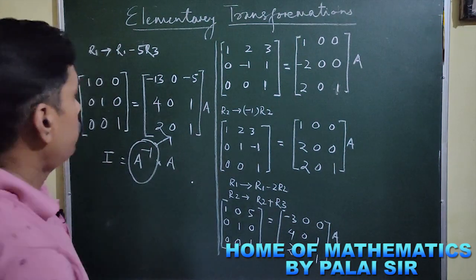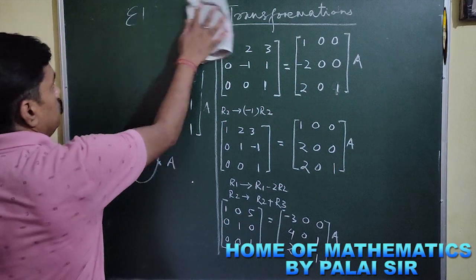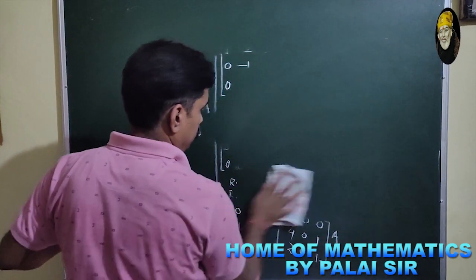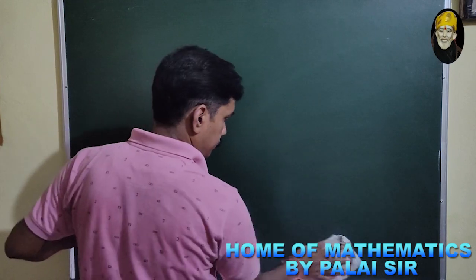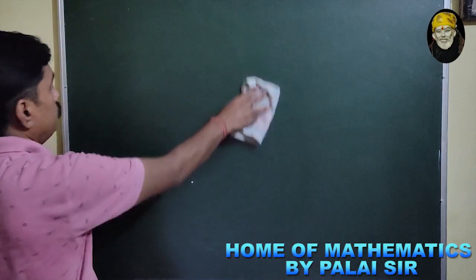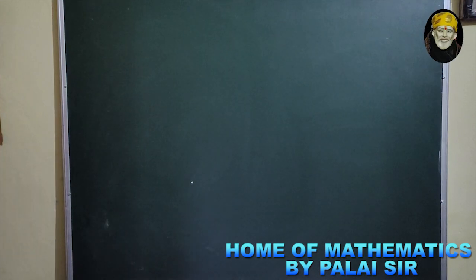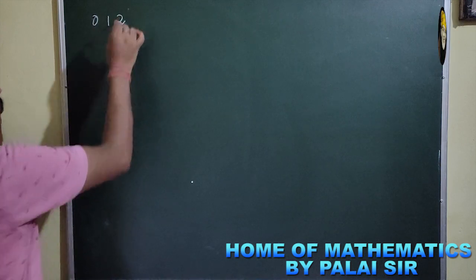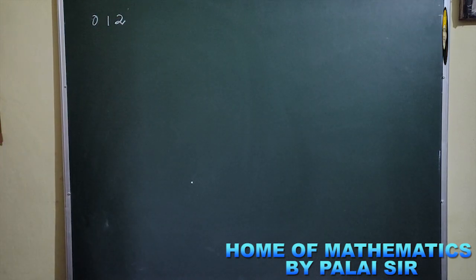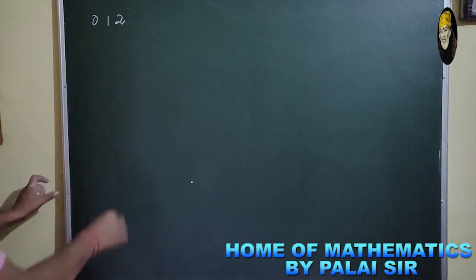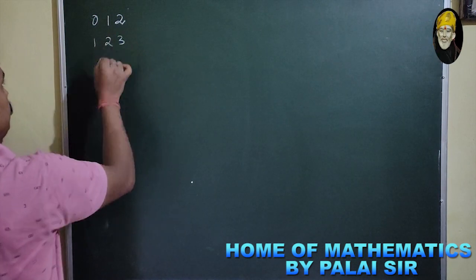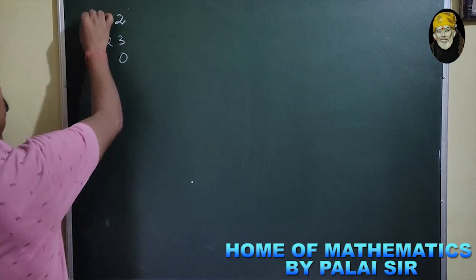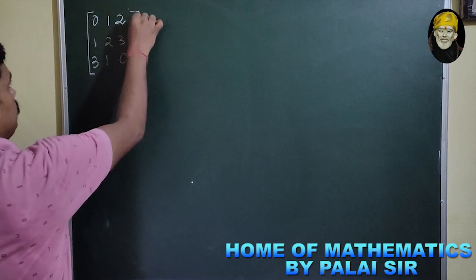So here, suppose another question is there. Suppose A is given you as 0, 1, 2, 1, 2, 3, 3, 1, 0. We have to find out the inverse of this matrix.